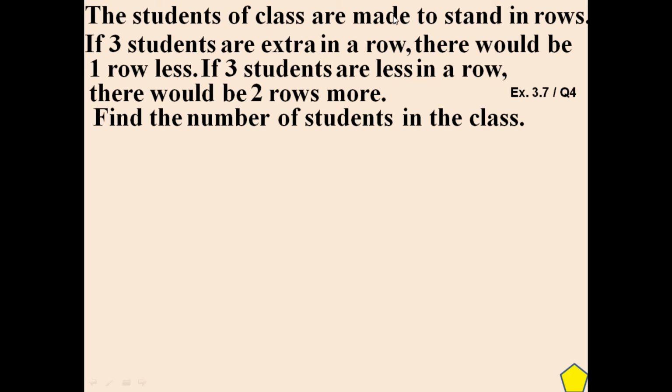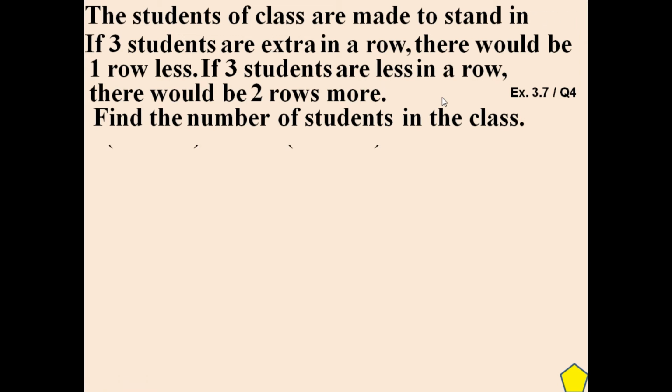The students of a class are made to stand in rows. Now, when any arrangement takes the form of a grid, a row and column format, it is always an application of rectangle. And if the rectangle appears, then either the area or the perimeter will come. However, this arrangement is about the area of a rectangle. So, we are saying let the number of rows be R and then let the number of columns be C.